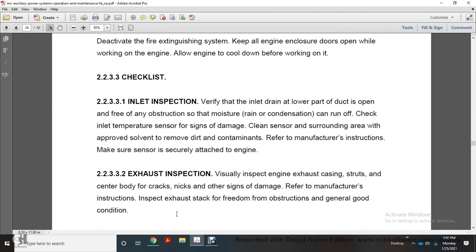Hot exhaust inspection. Visually inspect the engine exhaust casing, struts, and the center body for cracks, nicks, and other signs of damage. Refer to the manufacturer's instructions. Inspect the exhaust stack for freedom from restriction and for general good condition.